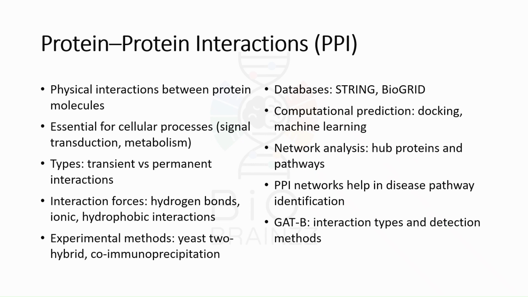Protein-protein interactions are interactions between two or more proteins, which are essential for many cellular processes like signaling and metabolism. According to the slide, these interactions can be transient or permanent. They involve forces like hydrogen bonding, ionic interactions, and hydrophobic interactions. Experimental methods like yeast two-hybrid are used to study them. Databases like STRING store interaction data. GAT-B focuses on types and methods of detection.